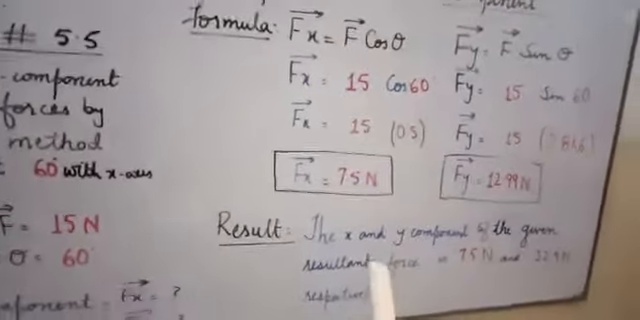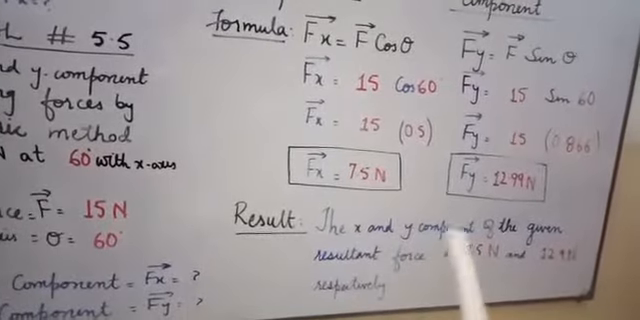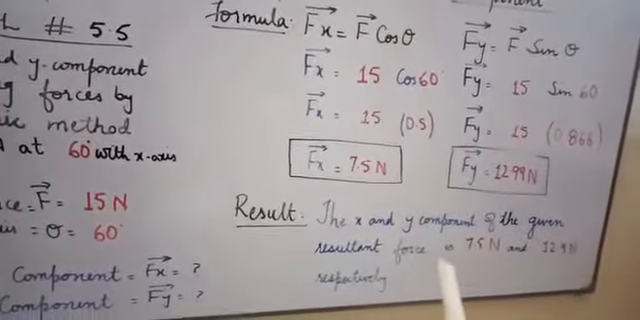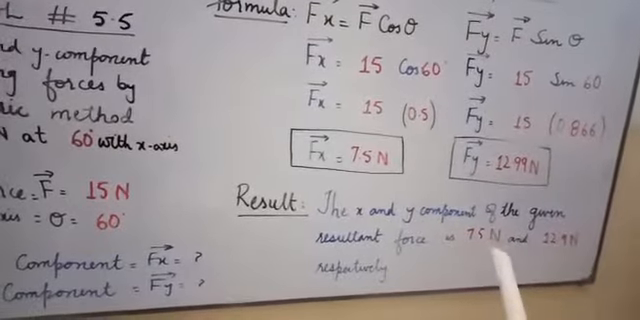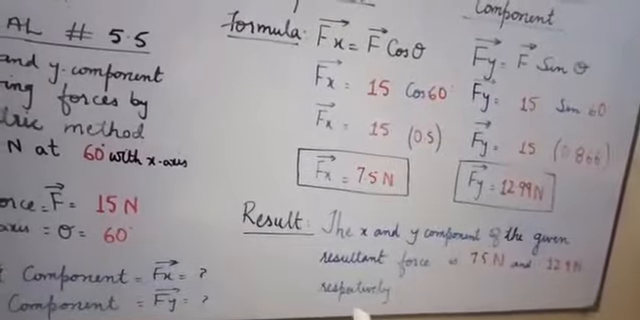Now how can we write down the result in a combined way? We will say the x and y components of the given resultant force are 7.5 Newton and 12.9 Newton respectively.